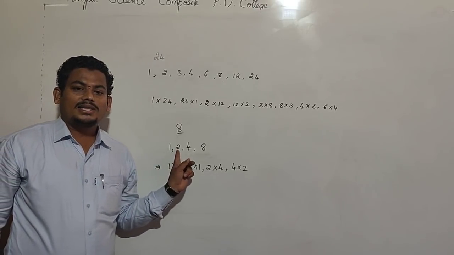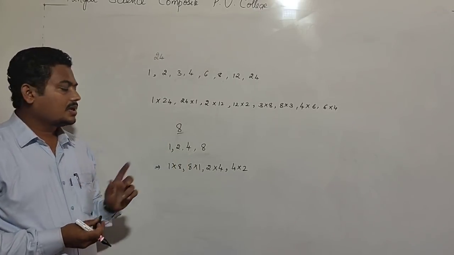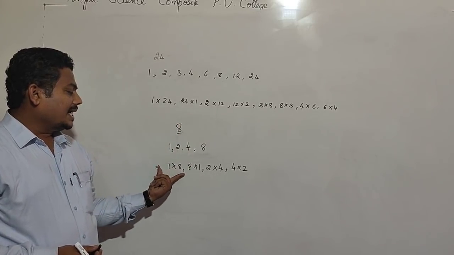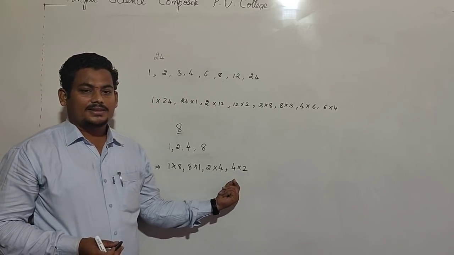First write all the factors of the given number. After that, write the orders of the matrix.